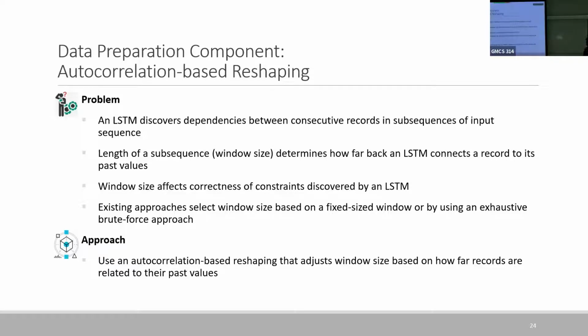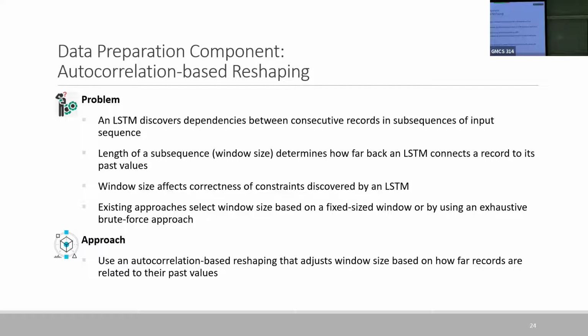So this is also called the window size, and the length of this subsequence determines how far back the LSTM connects a record to its past value. This window size affects the correctness of constraints discovered by an LSTM model. Existing approaches typically select the window size based on a fixed size window or by using an exhaustive brute force approach. So they try different window sizes and see which one results in better accuracy of the model.